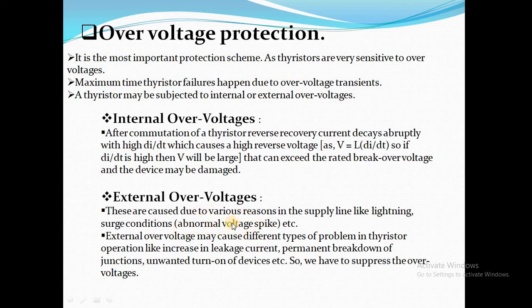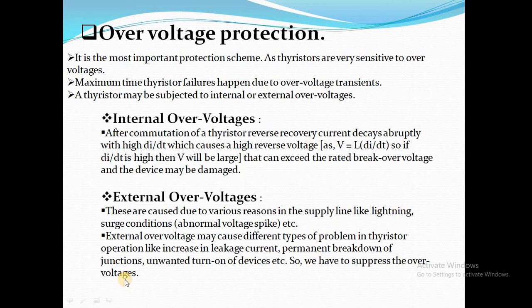Due to this abnormal voltage spike, the SCR junction may also get damaged here. External overvoltage may cause different types of problems in thyristor operation, like an increase in leakage current, permanent breakdown of junctions, unwanted turn on of devices, etc. So we have to suppress the overvoltages.